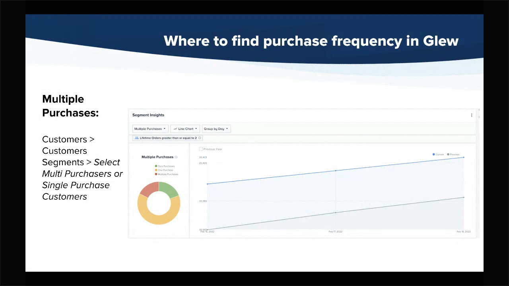Also, keep in mind that we can add any of these metrics with the 3 dots in the right-hand corner to a report. Maybe we make an average purchase frequency report, and then watch these different segments grow over time.